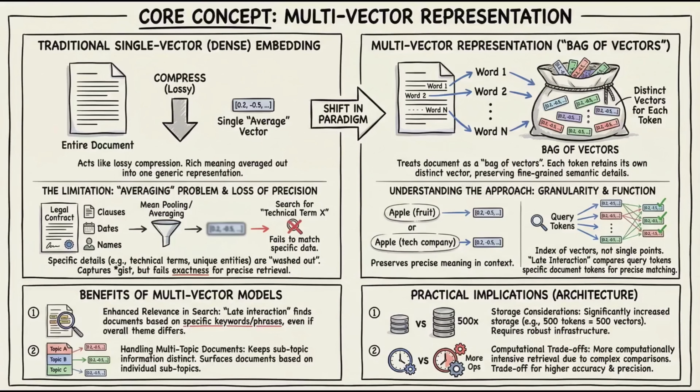Welcome to this lesson on the power of multi-vector representation. If you've ever felt that standard text embeddings lose too much detail when summarizing a document, you're in the right place. Today, we're moving beyond the limitations of single vector models. We'll explore the bag of vectors approach, uncover the unique benefits of multi-vector architecture, and look at the practical implications for building more intelligent systems. Get ready to unlock a deeper, more nuanced way for machines to understand language.